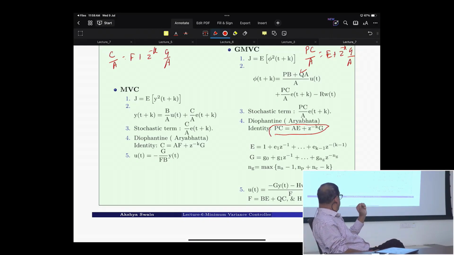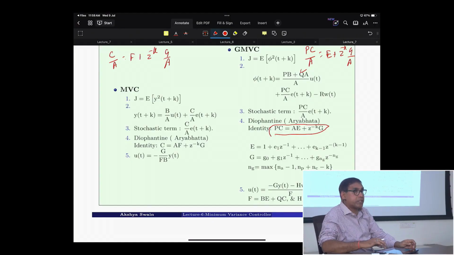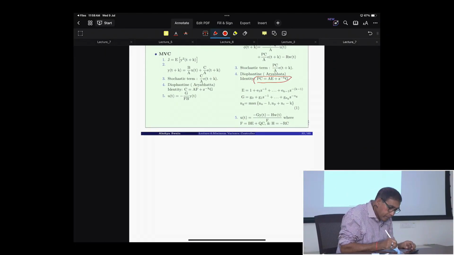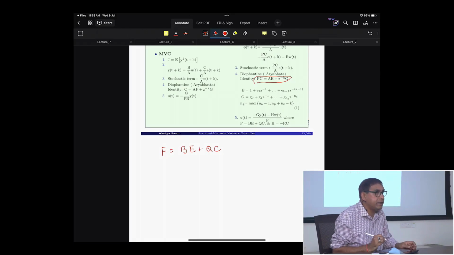Now I'm coming to that point here. Please remember this number five, because I will discuss these things in the assignment today. This is an extremely important point. u(t) is equal to minus G y minus S w by F. What is F? F is equal to B E plus Q C, right? Just try to understand this first, then I will tell you. F is equal to B E plus Q C.